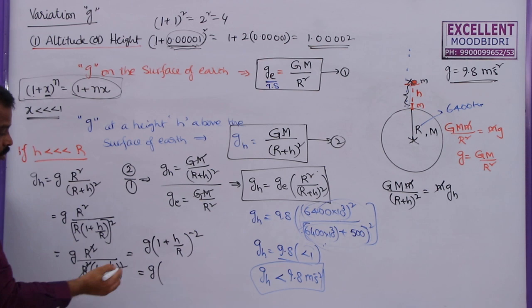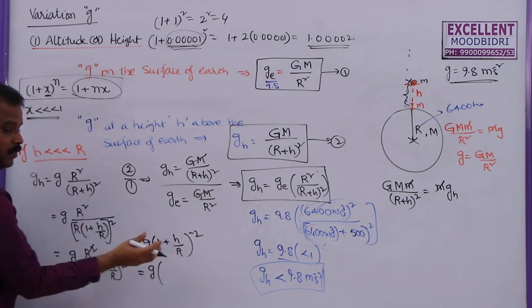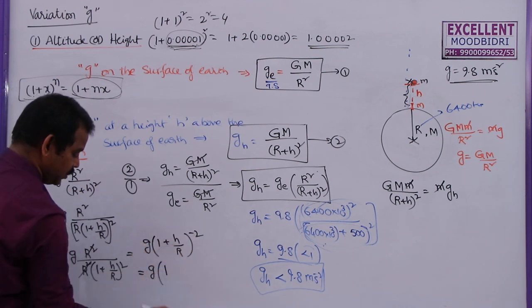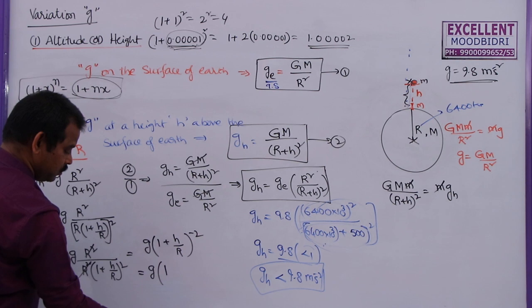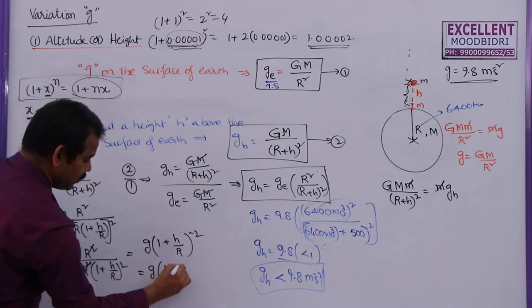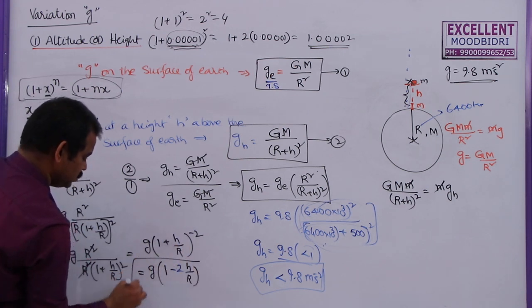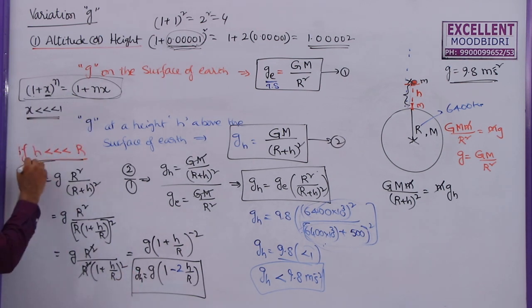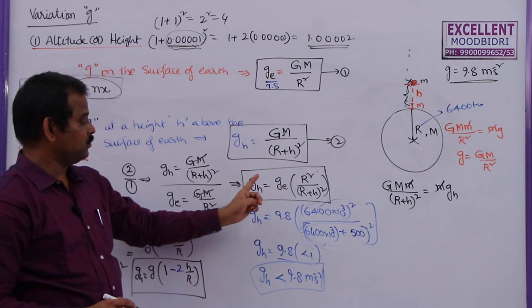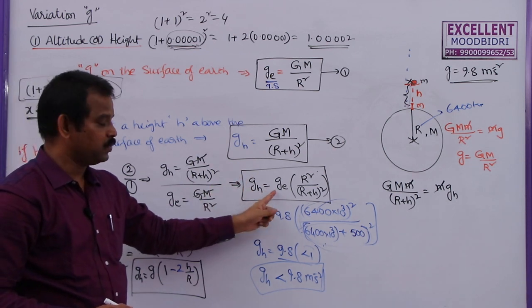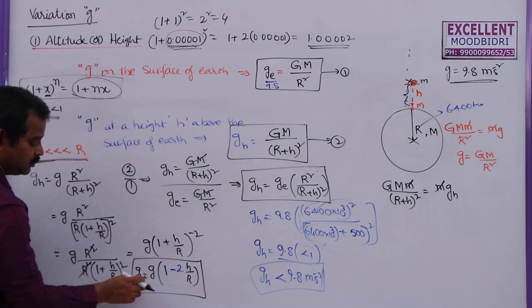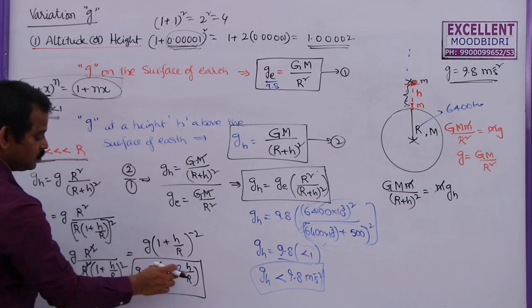And in this expression also, h is very small. H by r will become very, very small. So now this is in the form of (1 plus x) whole power n. If you bring this power here, you can write 1 minus 2 into h by r. So this is an expression to find the value of small g when height is very small. In PUC problems, generally the problem will be given based on this formula, but in competitive exams, the problems will be based on this expression, that is 1 minus 2h by r.